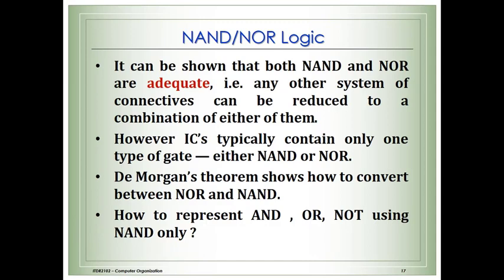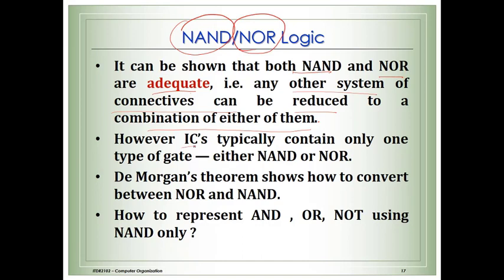NAND and NOR logic. Both NAND and NOR are adequate, which means they are enough for any digital circuit. If you are designing a digital circuit, then only these two gates will be enough. That is, any other system of connectives can be reduced to a combination of either of them. No matter how complex the circuit is, how many gates you have, or of how many different types, it can be converted using just the NAND gate or just the NOR gate.